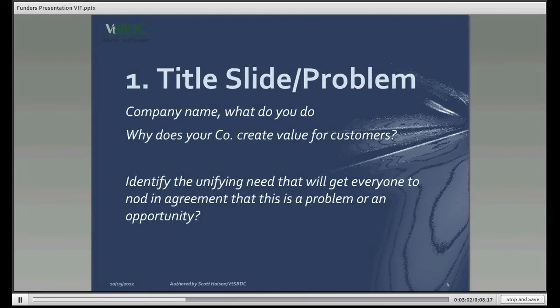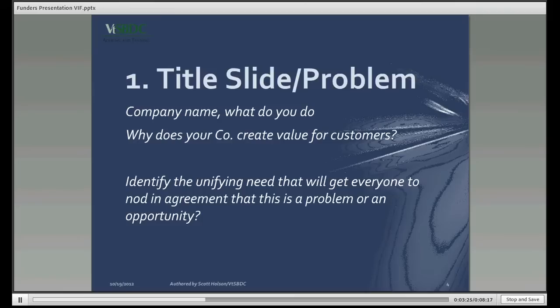All right, so let's get started. First of all, every slide should have your logo in the upper left or lower left. As this is the first slide of the funder's presentation deck, you want to start off with your company name and title, what your company does to create value for customers, how long you've been in business, and why you are in front of this audience.